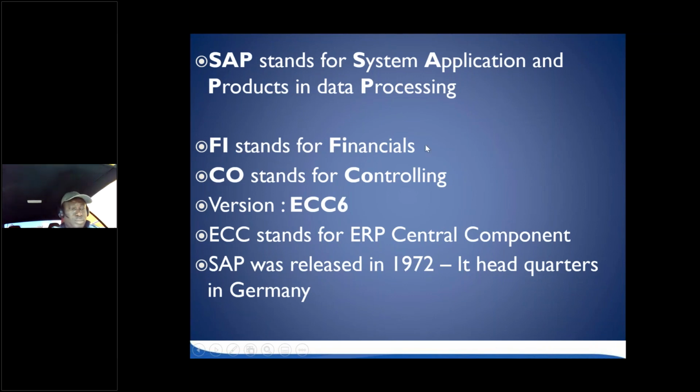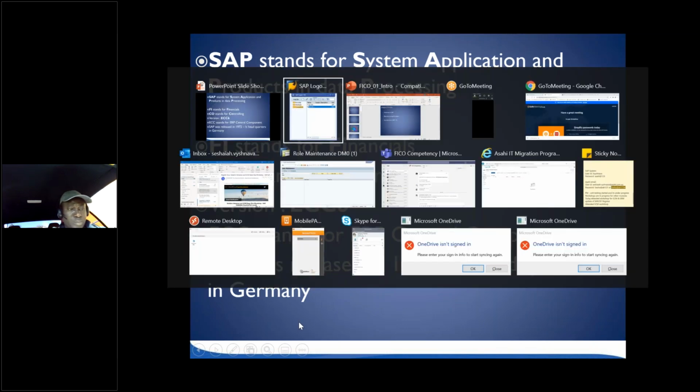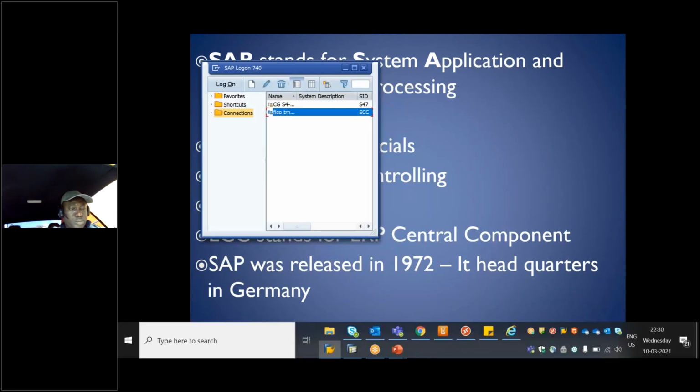FI stands for Financials. CO stands for Controlling. These are two modules actually. FI mainly we will cover, and CO also we will cover. And the current version which we are using, the SAP version, even if you want, you can see this version details also in SAP. Let me log into SAP first and show you.